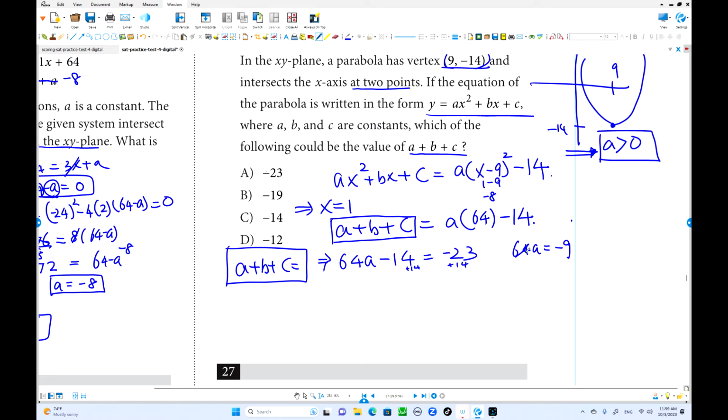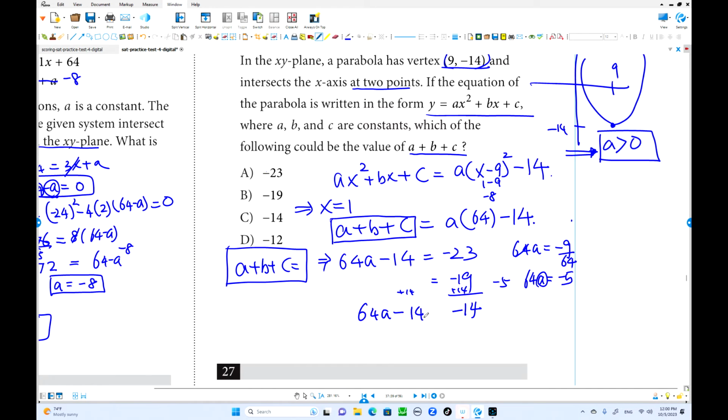But when you take it over here, divided by 64, a is negative. When a is negative, the graph is open downward. That is not working. The next one, if this is negative 19, plus 14 is still negative 5, right? So 64a is still negative 5. When you divide by 64, a is still negative. That doesn't work. What about negative 14?